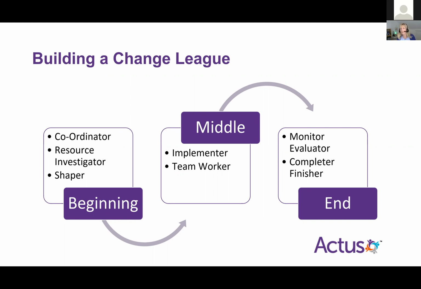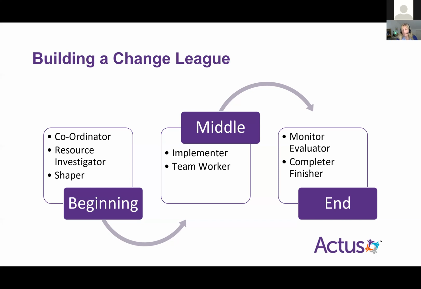And then I've got monitor evaluator and completer finisher at the end. So completer finishers are going to drive through to completion. They like to get things closed. Monitor evaluator is about dotting the i's and crossing the t's and thinking about things thoroughly. So Juliet's saying that a monitor evaluator has a strategic view, and is going to identify risks and balance out ideas.